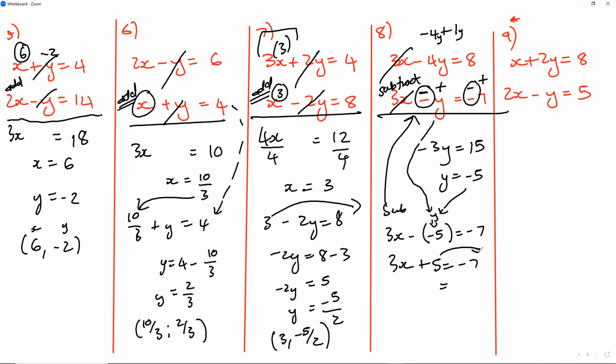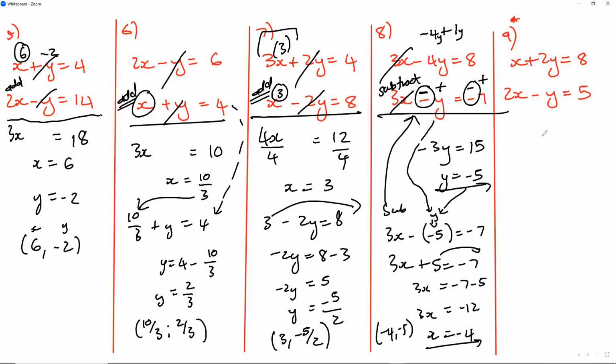That's going to become 3x plus 5 equals negative 7. Negative 7 is going to minus 5 to become negative 7 minus 5, which is negative 12. And I'm going to divide by 3 on both sides. And it's going to become x equals negative 4. Okay. So now I've got my x and I've got my y value, which would be negative 4, negative 5 for this one.